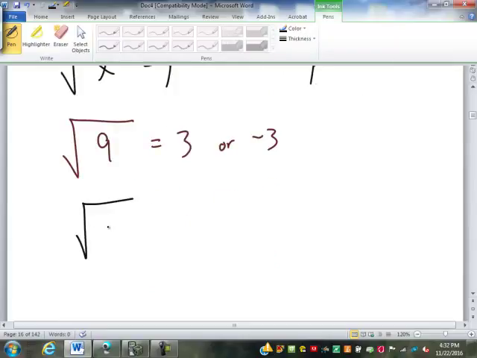So the square root of 25, of course, would be 5 or negative 5. Good.